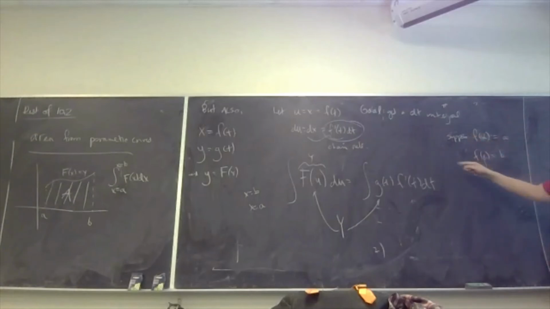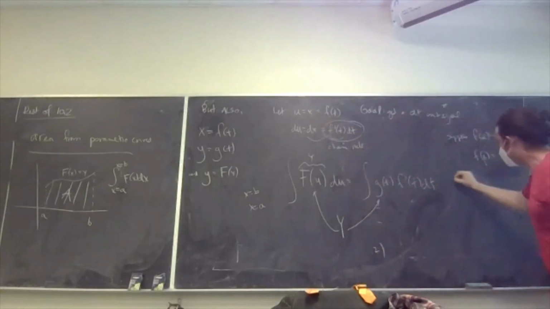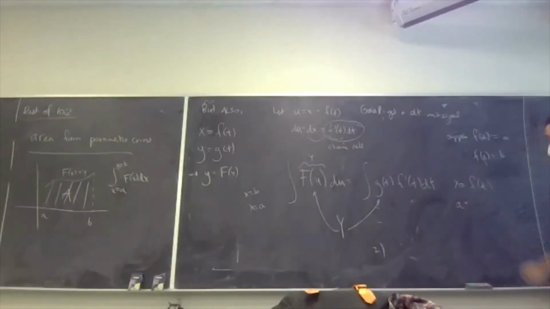Because remember, the equation that's running around in the background here is that the x values are equal to f of t. Since x is equal to f of t, if I put in a right here, I better be able to find a t that produces that a. It better be the case that if I stick an a right here with this known information, I can find a parameter that does that. So symbolically, I'm just putting a in for x and finding the t that it came from, and putting b in for x and finding the t that it came from.